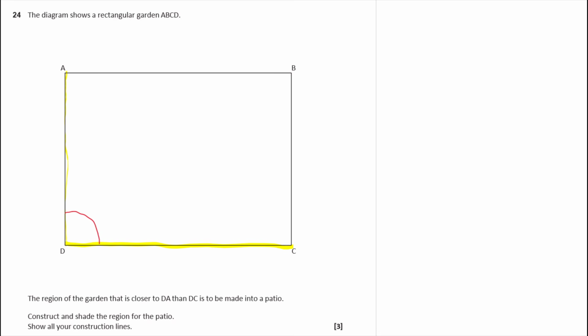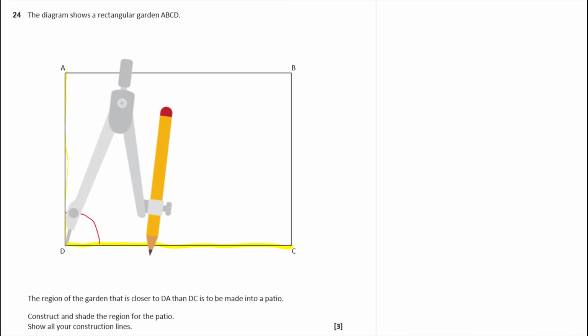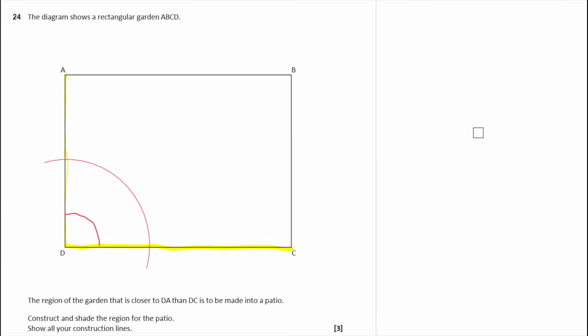Now, in order to do that, what we're going to do first is take our compass and set it, it doesn't really matter how wide it is, a reasonable distance between those two lines, and draw an arc that cuts both of them, okay? So I'm going to draw an arc that cuts those two lines. So I've drawn a little bit over a quarter circle that cuts DA and DC.